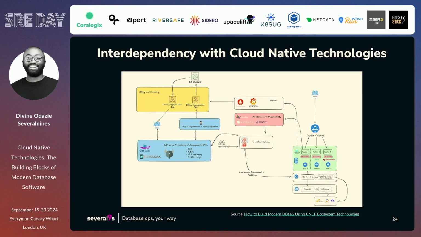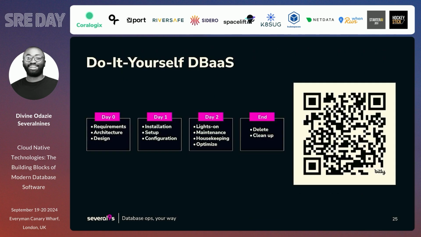Some more companies are building tooling and infrastructure that abstract all these layers for organizations to be able to implement databases on Kubernetes, and my organization is one of those. We worked on a do-it-yourself guide. We all like DIY. If you're on YouTube, everyone likes a DIY. So we worked on a DIY guide on how to build your DBaaS yourself.